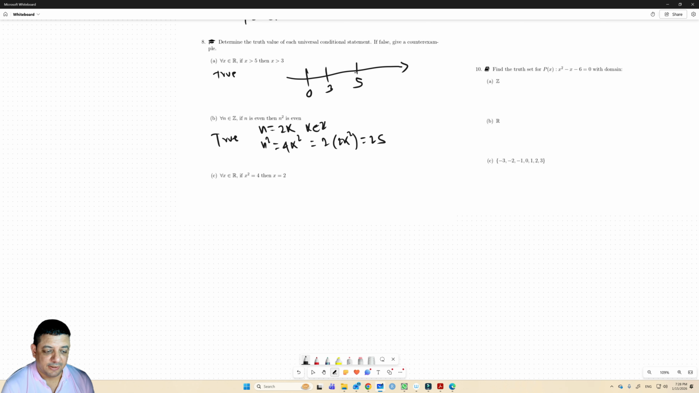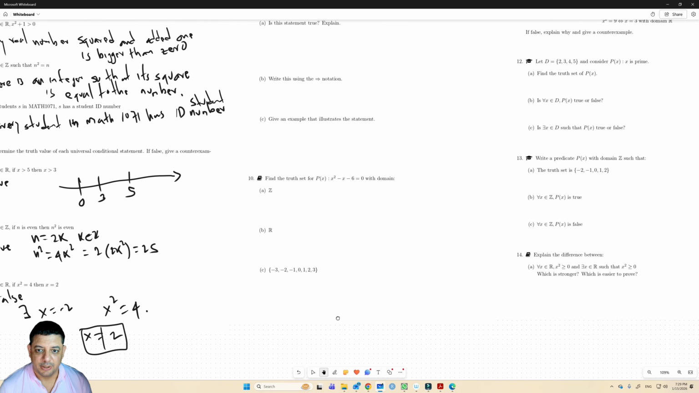And C says for all x that belongs to the real numbers, if x squared equals 4, then x equals 2. And this is actually false because x equals minus 2 gives x squared equal to 4, and it's not 2. So there we have our counterexample for this one.